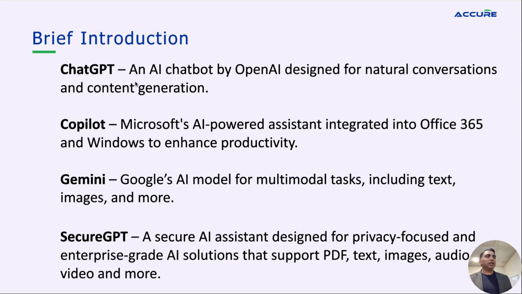ChatGPT is an AI chatbot developed by OpenAI for natural conversations and content generation. Copilot is by Microsoft, an AI-powered assistant integrated into Office 365 and Windows to enhance productivity. Gemini is Google's AI model for multimodal tasks such as those with text, images, and more.